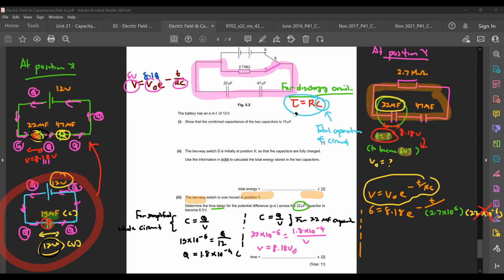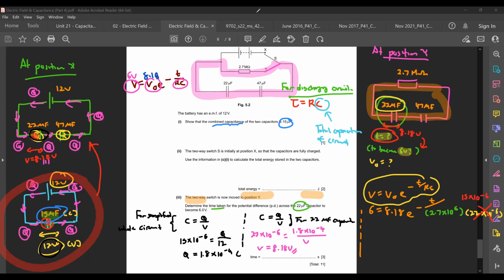So right now, your C here, you cannot use the 22 microfarad capacitance. You must use the total capacitance of your circuit, which in your case is this one here, 15 microfarad. This is what you found. Just now they asked you to find the total combined capacitance, and you showed that it's 15 microfarad. That is what you're going to use here. So you don't use 22, you use 15 microfarad. So this one should have been 15 times 10 power minus 6.